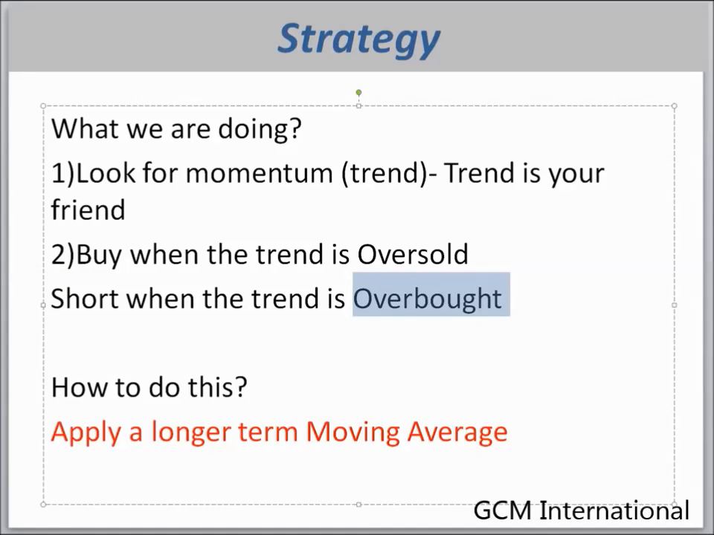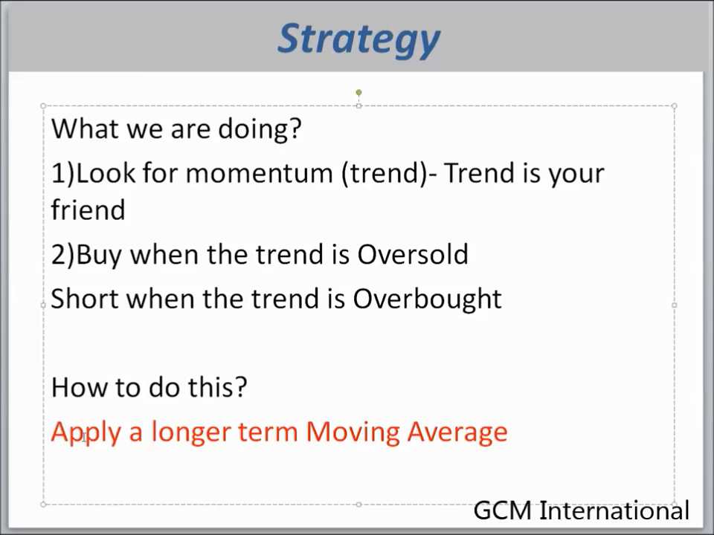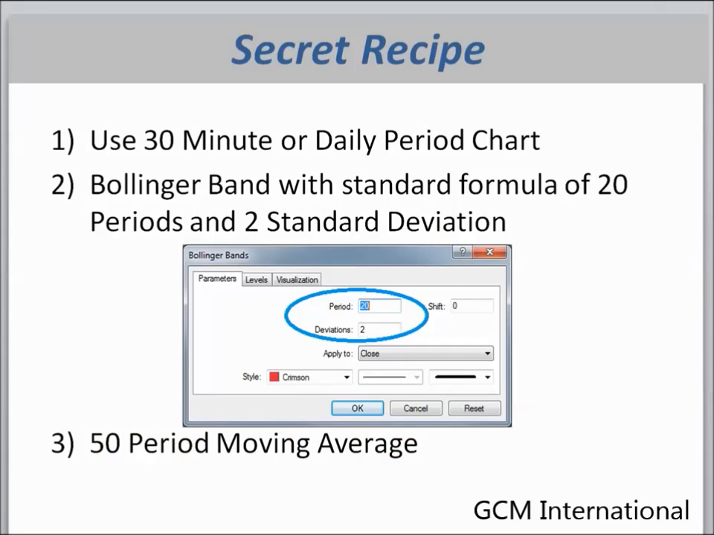Okay, so how do you do this? This sounds a little strange. You want to go with the trend. You want to be buying something that's strong, even though it's weaker. So is it strong or is it weaker? So how does that work? How to do this? We're going to apply a longer-term moving average. Okay, so let's just bring up our chart over here.